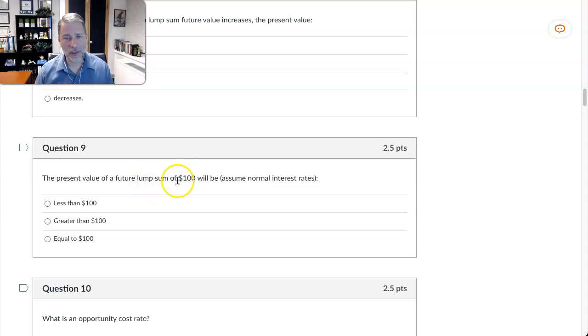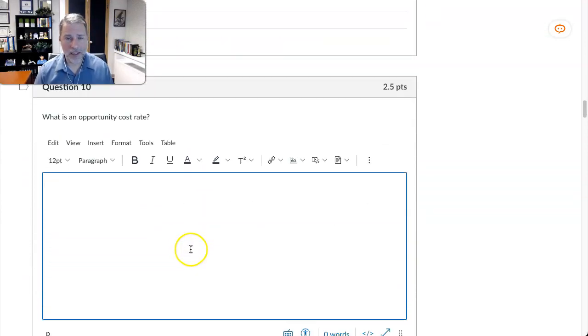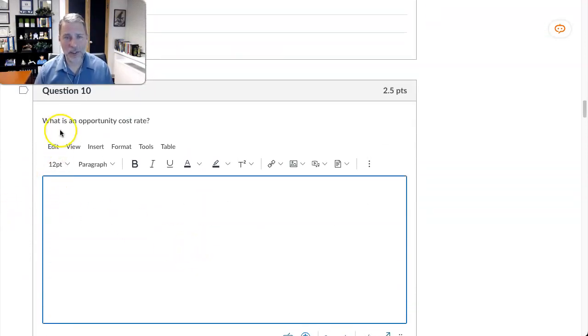The present value of a future lump sum of $100 will be what? I'm not asking for a specific number, more or less equal to. And then number 10 is a narrative question. With these narratives, make sure you have a couple of sentences in there at least. And of course, you have a browser available to you, so it shouldn't be just three words. Sometimes I get only three words for some of these narratives, and there are some points taken off for that. So make sure you have all these tools at the ready.